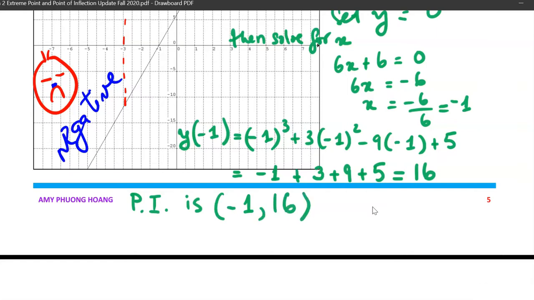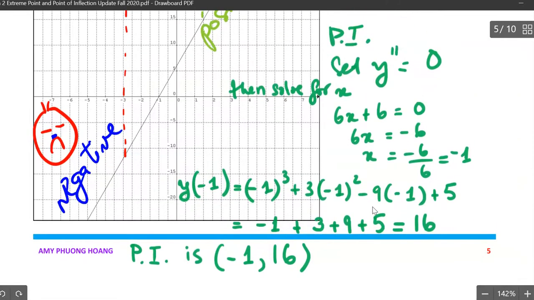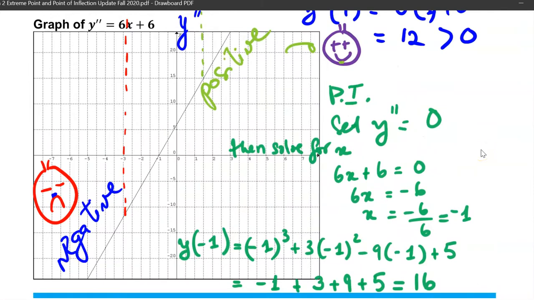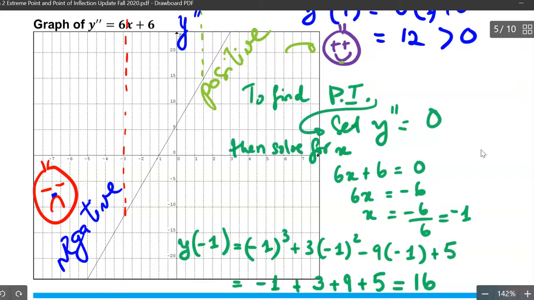So let's go to our graph to see where this point is, because the whole point about a point of inflection is that the curve is changing from concave down to concave up or vice versa. I just want to fix this part if you don't mind. So to find the point of inflection, set y double prime equal to 0, then solve for x.